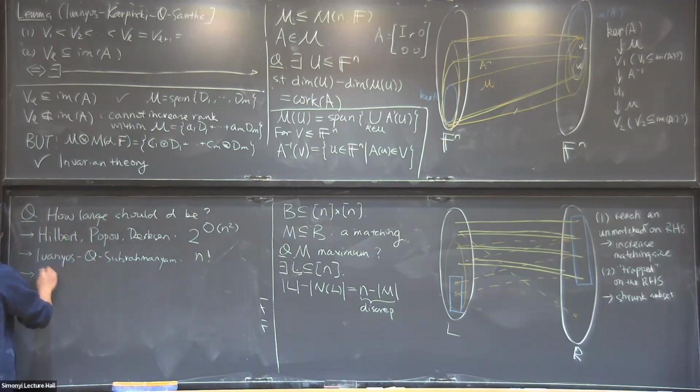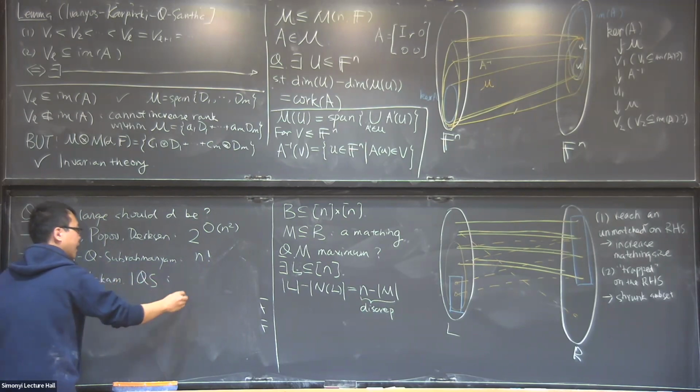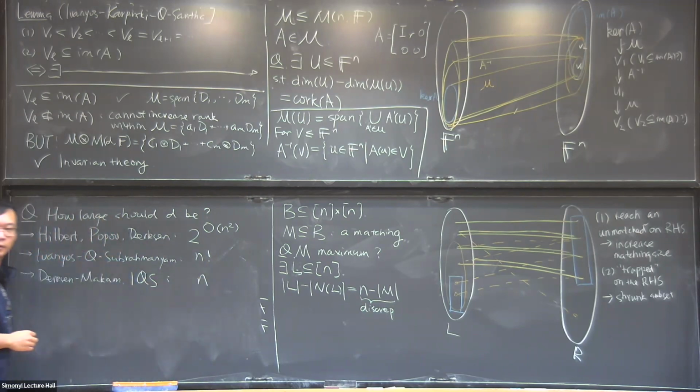Then here comes Derksen and Makam. I guess we've also contributed a little bit on this part. So they first discovered that it can actually be brought down to n. So it's linear. So d just needs to be linear in order for this thing to capture this shrunk subspace business. So now this basically gives you a hint of how this algorithm will go.